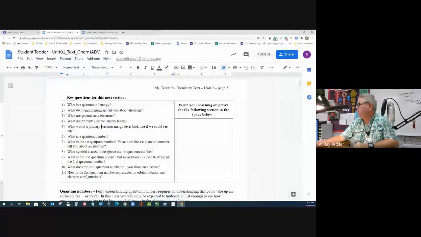Okay, we're not going to deal with quantum numbers per se. We are going to deal with letters that represent much the same thing. There are actual quantum numbers. Every electron has a kind of address. It's like you have an address.